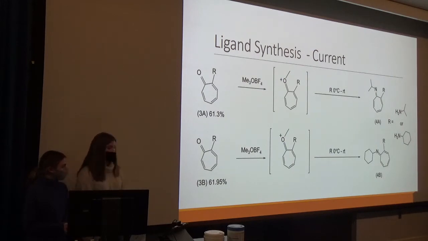So compound 4B did not crystallize, so we rotovapped it to remove extra solvent, but we believe to purify the sample, we're going to have to do a flash chromatography column.